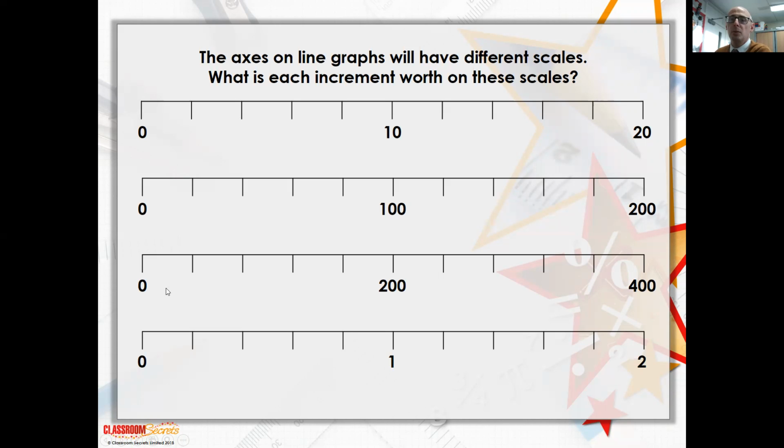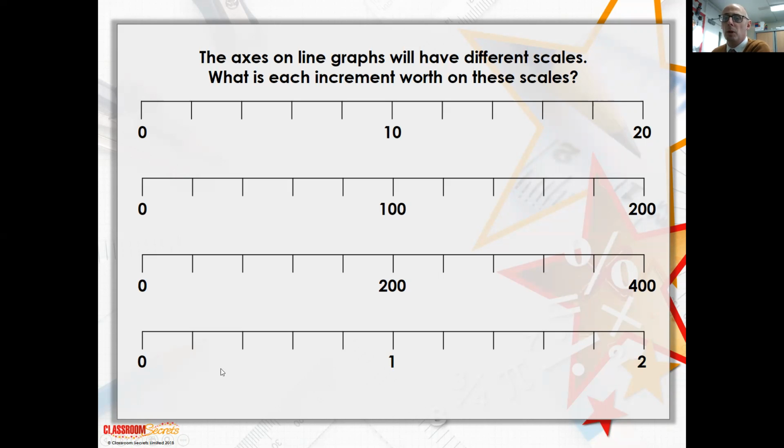Let's have a look at the next one here. It's going from 0 to 400 with 200 in the middle, and still there are 5 steps in between. Well, that's 5 steps to get from 0 to 200, so 200 divided by 5. If I'm not sure, I know that 20 divided by 5 is 4. So 200 divided by 5 must be 40. 40, 80, 120, 160, 200, 240, 280, 320, 360, 400.